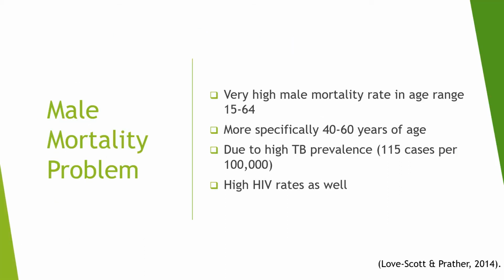One of the major health issues in Russia is the male mortality problem. So as you noticed on the previous slide, males have a lower life expectancy than females. We see a very high male mortality rate in the age range of 15 to 64, and even more specifically in the age range of 40 to 60 years of age. Now, there could be many reasons for this, but some hypothesized are due to high tuberculosis prevalence, and it's about 115 cases per 100,000, which is much higher than the rest of Europe. And Russia also suffers from very high HIV rates as well.